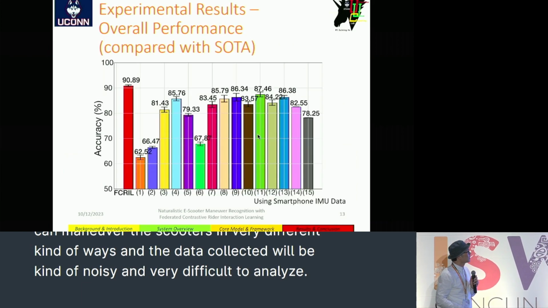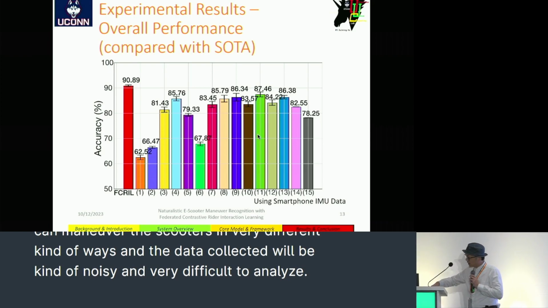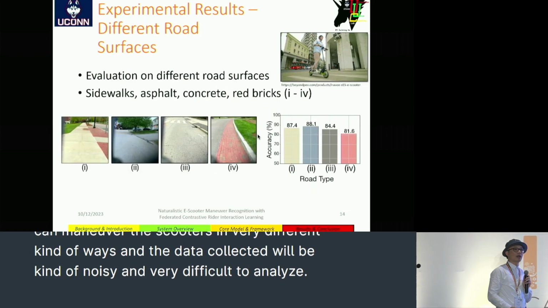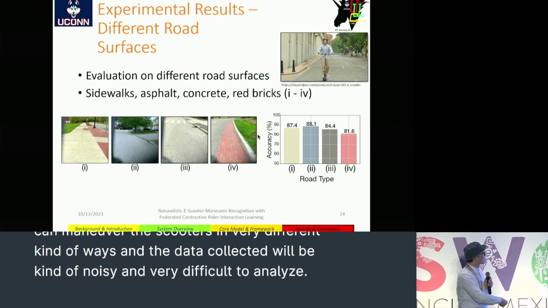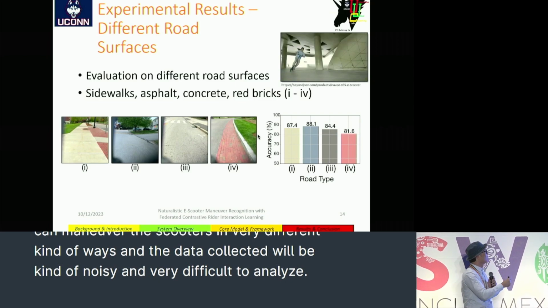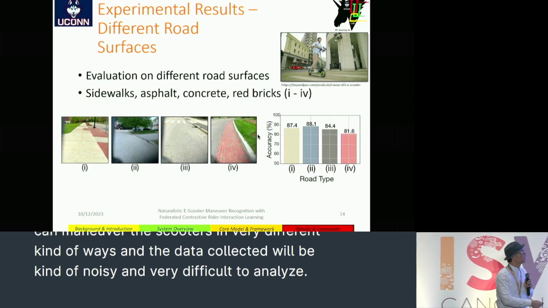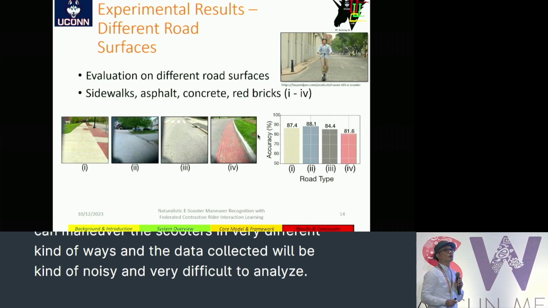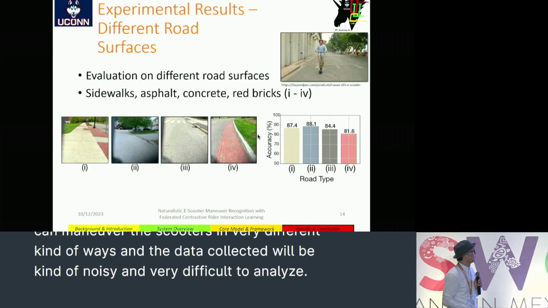So we have conducted extensive studies. These are the accuracies that we observe compared with state-of-the-art algorithms. We have also studied different road surfaces, for example sidewalks, asphalt, concrete roads, as well as red bricks. We can see that the algorithms have different performance. Later we will try to extend to different surfaces in the urban environment.